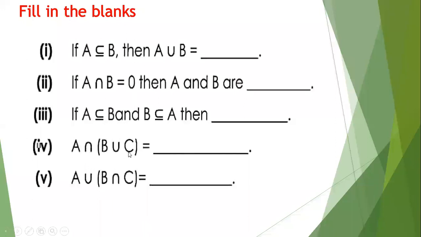A intersection B union C is equal to what? This is the distributive property of intersection over union. So you're going to tell me the right hand side. Anyone can turn on the mic and speak, please. Lisa, I want Lisa.